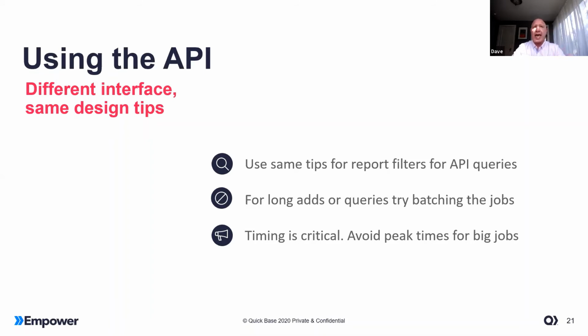When you are doing long, big queries, try batching the jobs with your script using the API. If you know you're going to be pulling back thousands and thousands of records at a time and things are going slow, consider chunking those up into batches and doing those serially. And then, of course, timing is critical. Try not to do those big automated API jobs in the middle of the day when your users are going to be very busy in the apps on the user interface. Try and schedule your API work for a time when people aren't necessarily in the app.